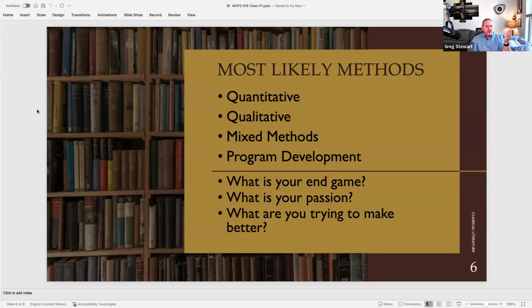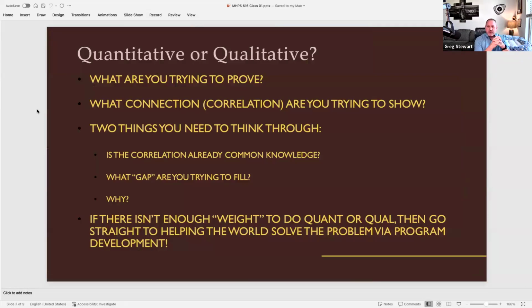So I'm just saying, a lot of you will probably want to do a program development thing. Okay, so when it comes to quantitative or qualitative, what are you trying to prove? When there's a lot of debate over whether this is caused by or correlated to this, I guess there's no causation, correlation stuff, but find the connection. If there's a debate over the connection, then yeah, you want to do quantitative or qualitative, more likely quantitative, because that's scientific. Qualitative is more experiential, right? It's the interviewing and all that. So think through, like I said, is the correlation already common knowledge? What gap are you trying to fill?